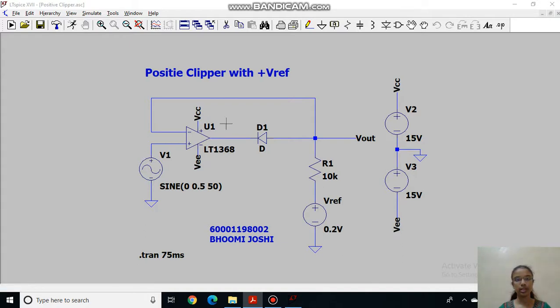So as you can see, this is a positive clipper with positive reference voltage. This is a positive clipper because it will clip the output on the positive side, and we can easily identify it because the diode is in reverse direction. Here I am applying a sine wave of 0.5 volt and a V reference of positive 0.2 volt. So now let us run this.